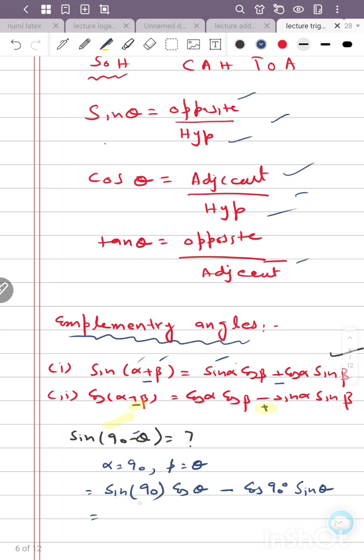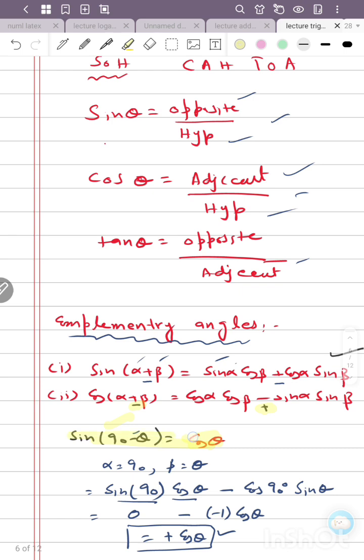Okay, dear friends, sine 90 is 1, and cos 90 is 0. Next one is minus cos 90, which is 0, and cos theta will be plus cos theta. Okay, dear friends, we got the answer. So sine 90 minus theta, the answer will be cos theta. You can memorize this formula for different questions.